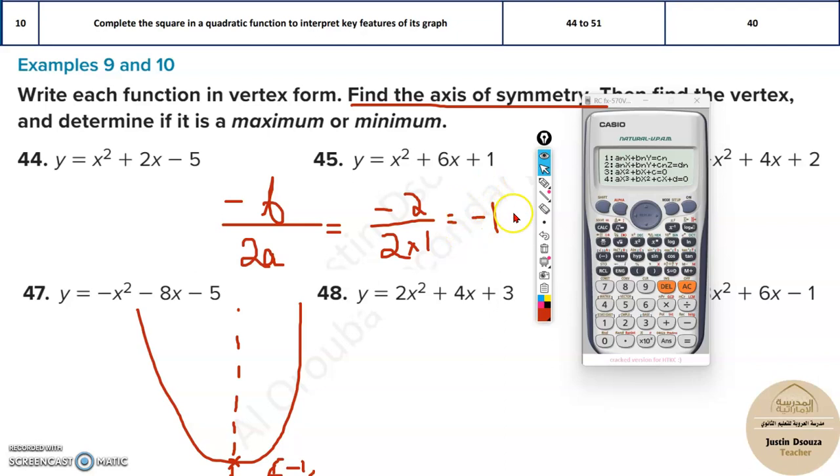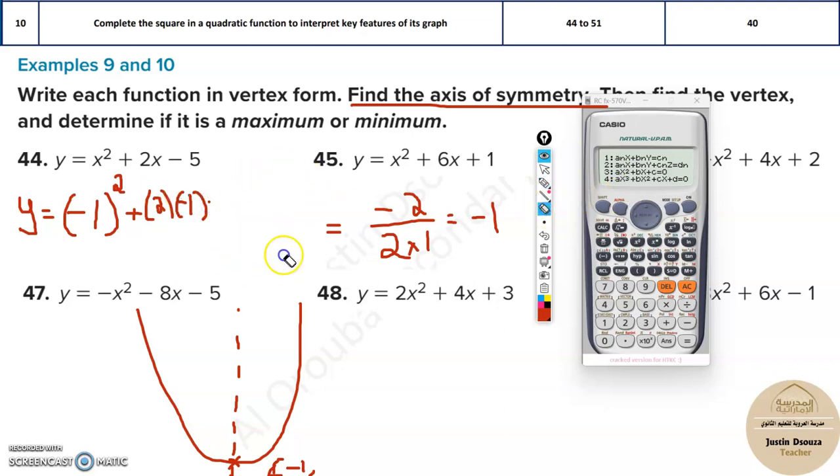Now in this equation, you know the x value. Just substitute x as negative 1 and find y. Once you find the axis of symmetry, minus 1, put that value back in the equation. It will be minus 1 squared plus 2 into minus 1 minus 5. Now, when I solve this, I'll get 1 minus 2 minus 5, and the answer will be minus 6. So now I know this point's x value is minus 1 and the y value is minus 6.